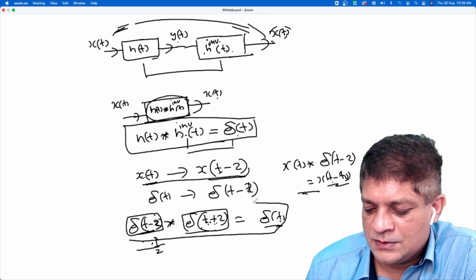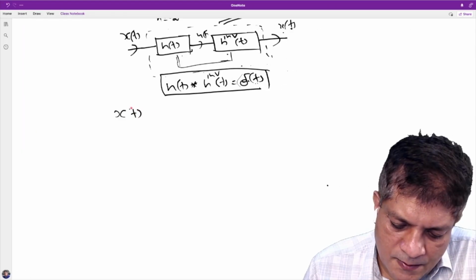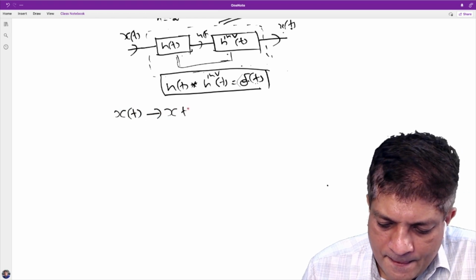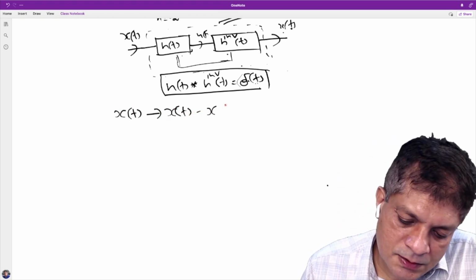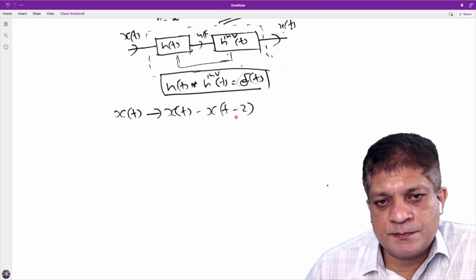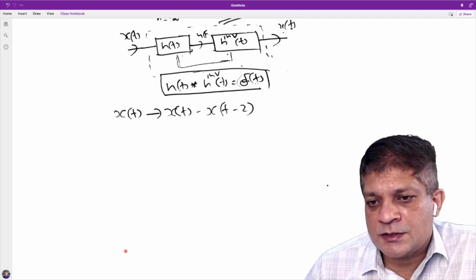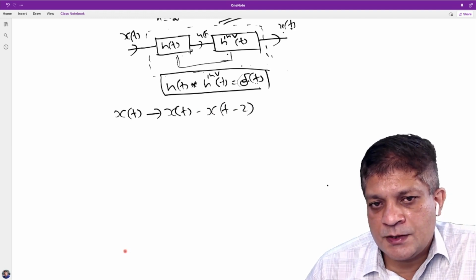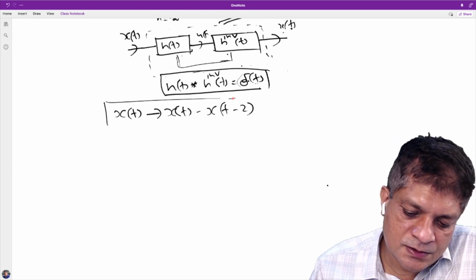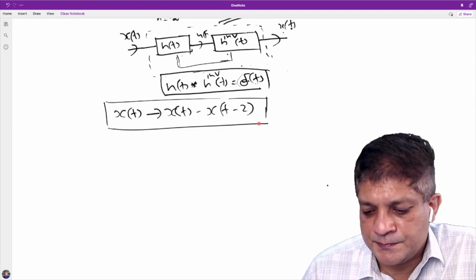Okay, so this is the inverse system. x(t) minus x(t minus 2). Let's say this is a system. We have to find the impulse response of the inverse system. That is the question. Given this system, what is the impulse response of the inverse system?